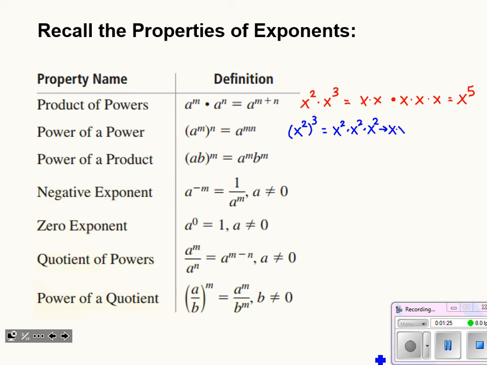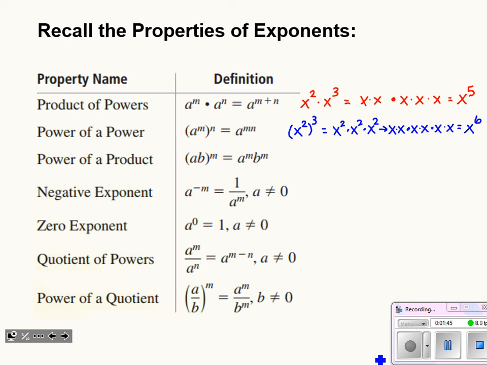That means x times x times x times x times another x times x. Oh, so really I'm multiplying together 6 x's in that case. I can call that x to the sixth. So that explains our product of powers and our power of a power, those rules very, very clearly.